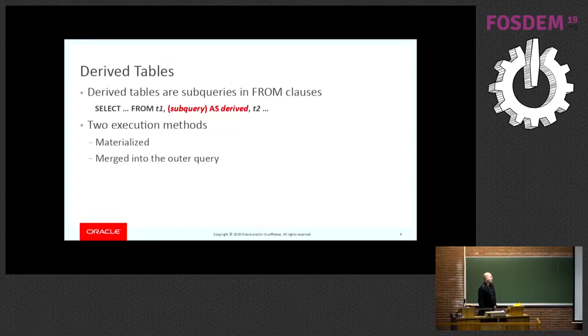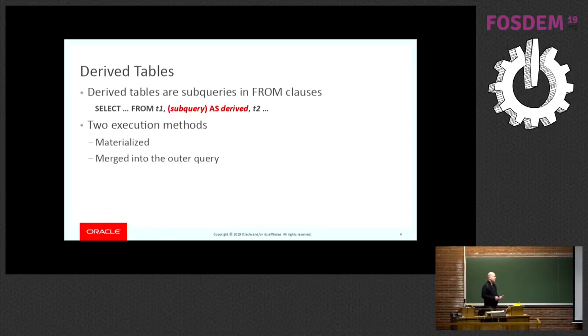And MySQL has two ways of executing these derived tables. We can materialize, which means we just create a temporary table, run that subquery, and fill it into the temporary table, and then execute the main query using those tables. Or we can merge this into the main query itself and do it in one go. So these are derived tables.